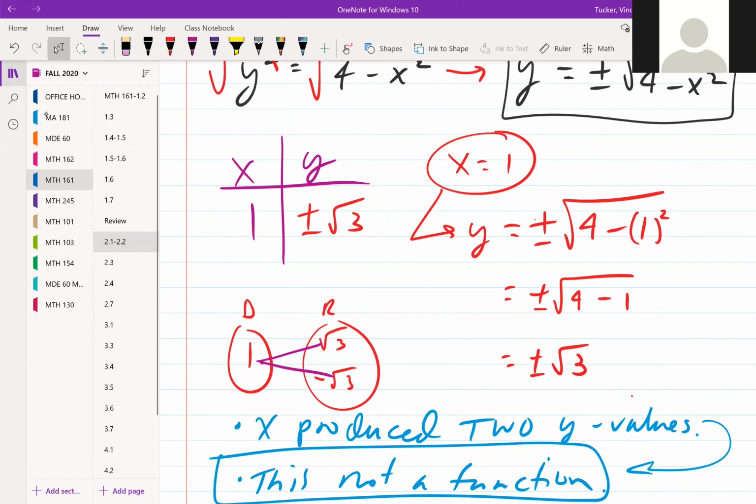So it's a function when it only produces one value, right? Yes. When one variable of the domain is equal to one variable of the range. That's exactly what it is.